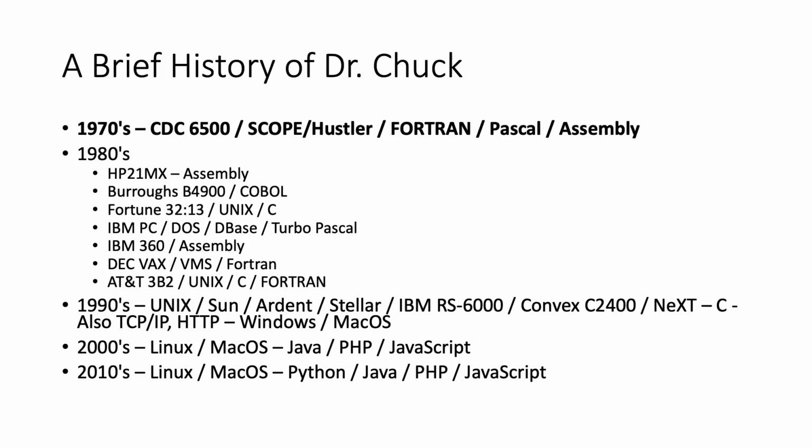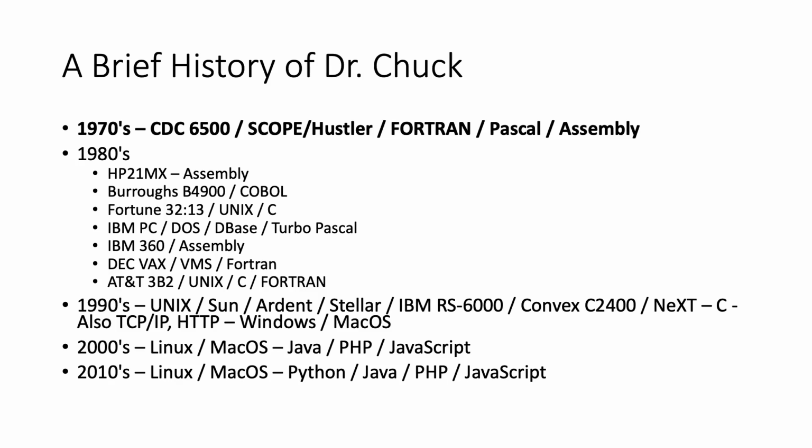as microprocessor speeds increased, all these little companies would create Unix workstations that were faster and faster and faster. And because they could build new hardware that was fast and then grab the Unix operating system and make it work on their new hardware, it allowed for some amazing innovation. So I was using Sun, Ardent, Stellar. These are all gone now. IBM RS-6000, Convex C2400. I had a NeXT on my desk.